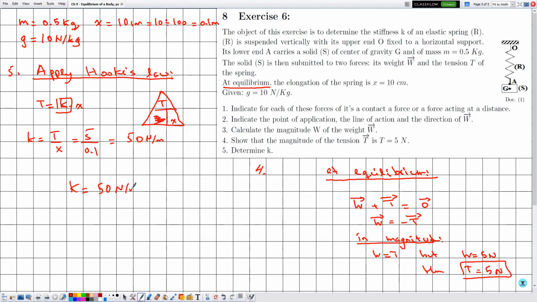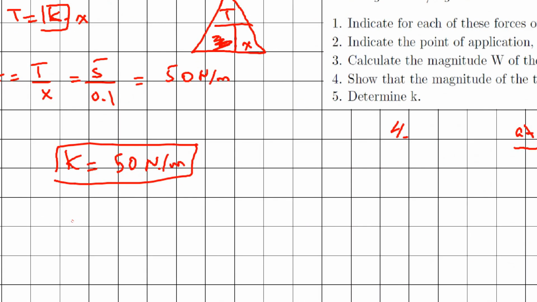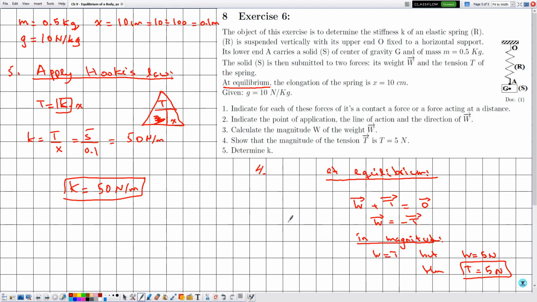What does 50 newtons per meter represent? It is the stiffness of the spring. In other words, in order to compress or elongate the spring by 1 meter, we need to exert a force worth 50 newtons. So that's it for me in this video, guys. In part 3, we'll complete the explanation of this chapter and solve more exercises.